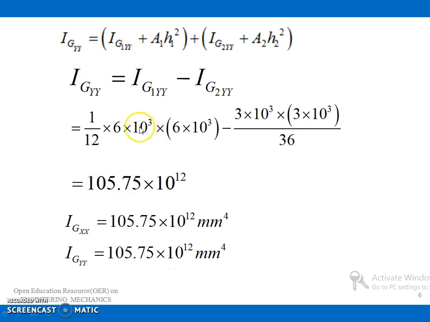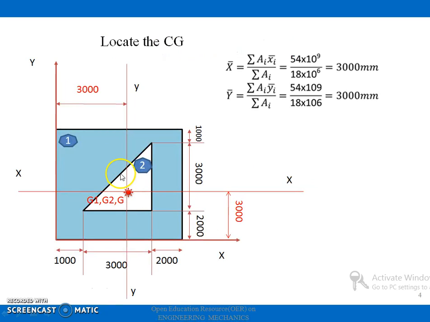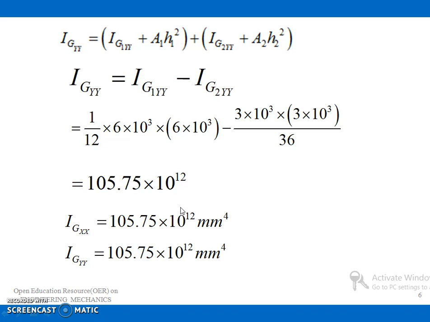Now similarly, applying this, Igyy will be equal to Ig1yy minus Ig2yy. Again, substituting all these values, I can find this value as 105.75 into 10 raised to 12 millimeter raised to 4. So this is about finding the moment of inertia of a section which has a cutout portion. I hope it is clear to you.